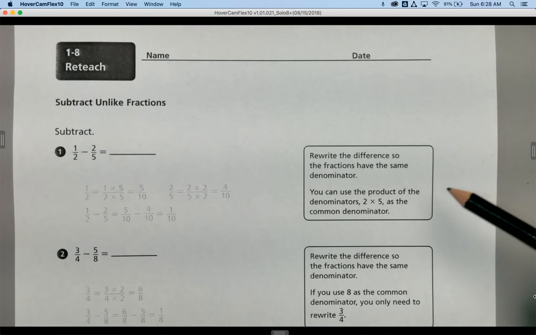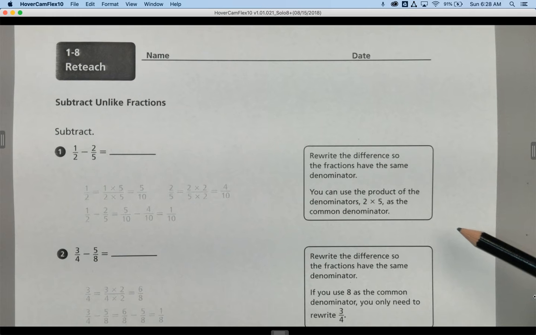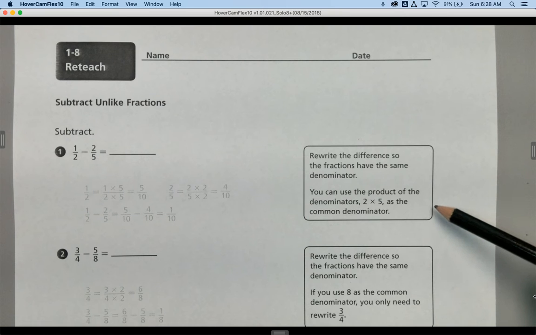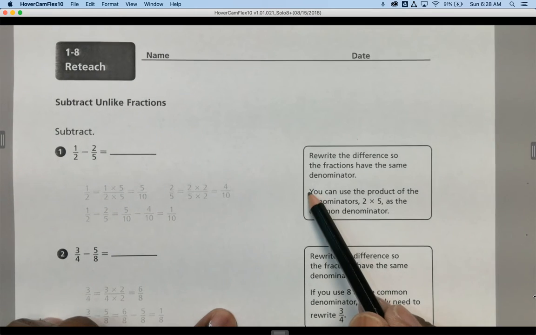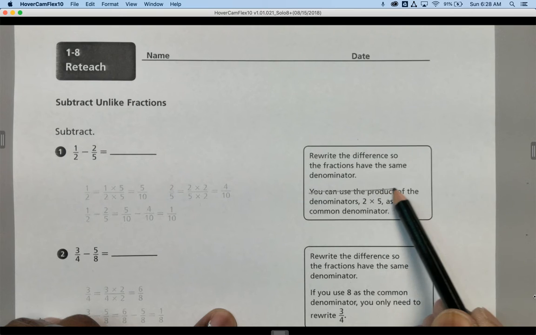Before we begin working through that problem and identifying the common denominator and so on, take a look at this teaching note on the right. It says rewrite the difference, and difference here means subtraction, so that the fractions have the same denominator. You can use the product of the denominators 2 times 5 as the common denominator. Well, I don't like this particular method. I'm going to cross that out.